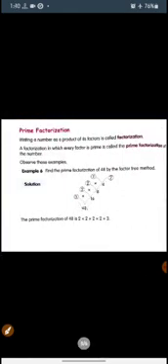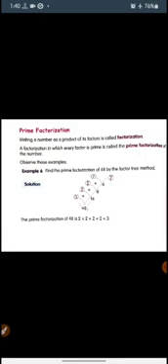Now, let us learn prime factorization. Writing a number as a product of its factors is called factorization. Whatever the number is, we make branches and we write the factors on the two branches. A factorization in which every factor is a prime is called prime factorization of the number.